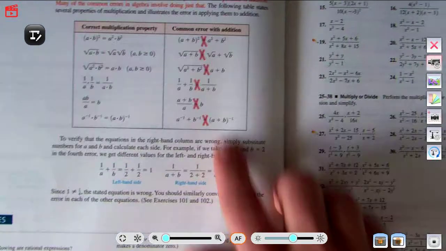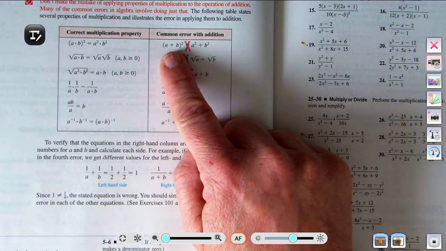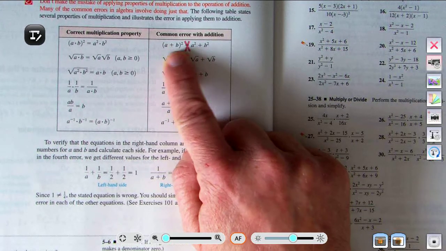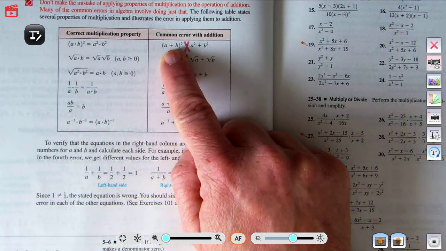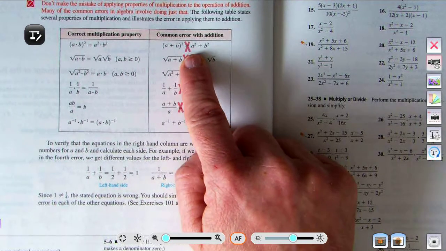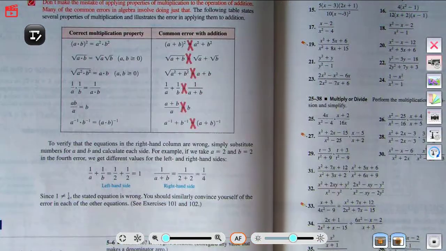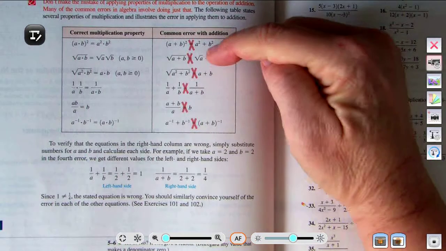When we introduce adding, those properties no longer hold. So if you have an addition that's being squared, what you have to do is remember to FOIL it out. You can't just square the first and square the last. You have to remember the O and I. So we have to FOIL it.